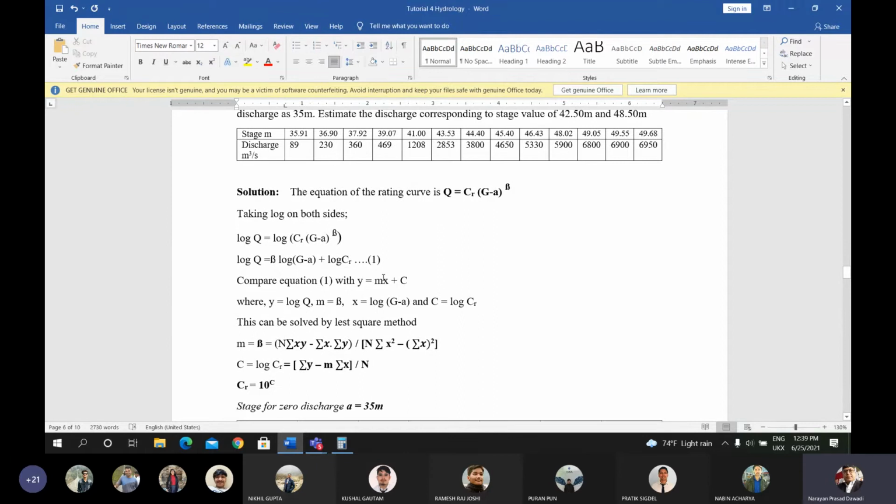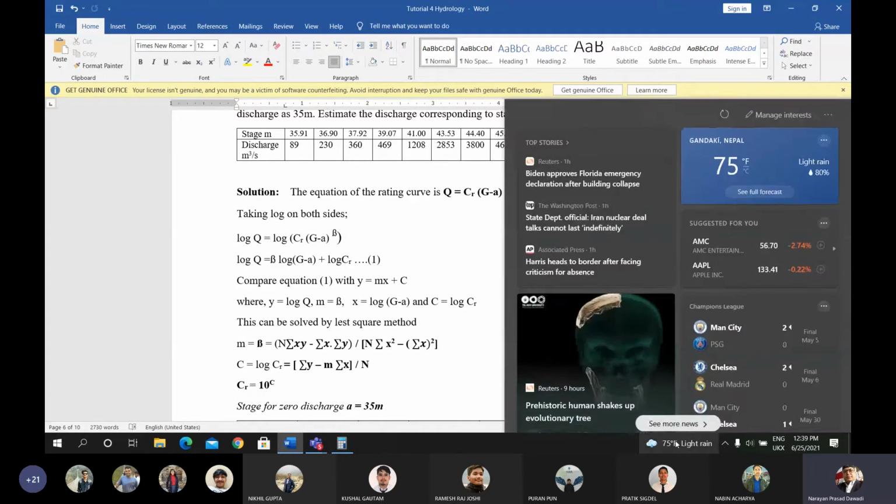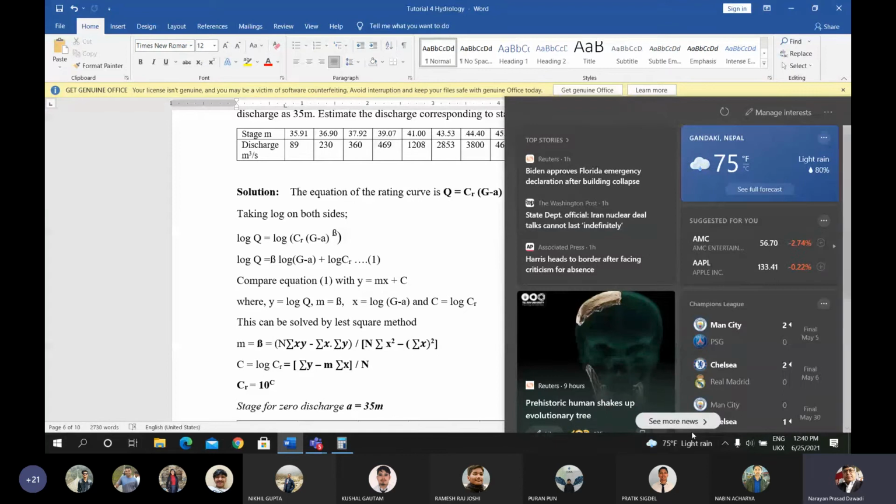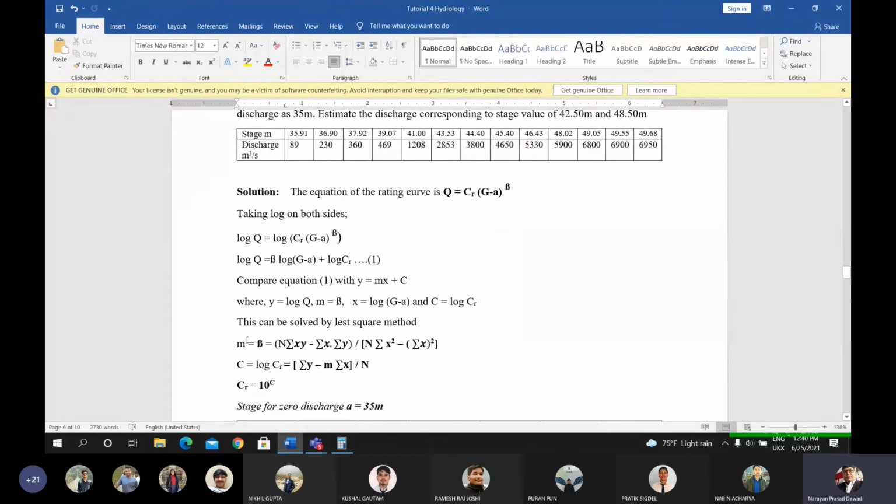Now this equation can be solved by the least square method. For m, it is n summation xy minus summation x summation y, divided by n summation x square minus (summation x) whole square. After finding the value of m or beta, you can find the value of C, where C is equal to log CR, by using the formula summation y minus m summation x divided by n. M and beta are the same, so you can put either here.